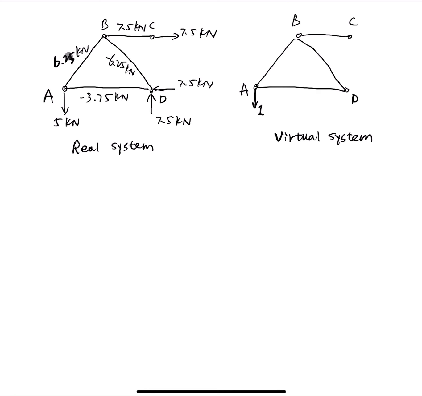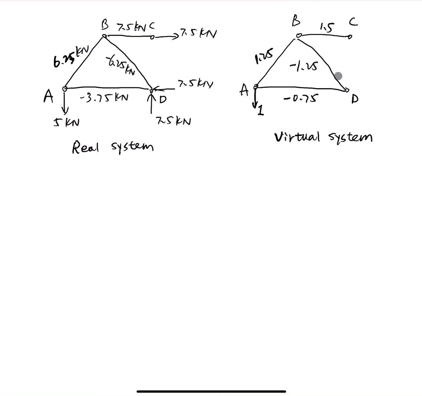So for 6.25 here, this will be 1.25. Here is 7.5 kilonewton, so here will be 1.5. And similarly, here is negative 1.25. Here is negative 0.75. So now we have the member forces. Positive means the member is in tension. Negative means the member is in compression.